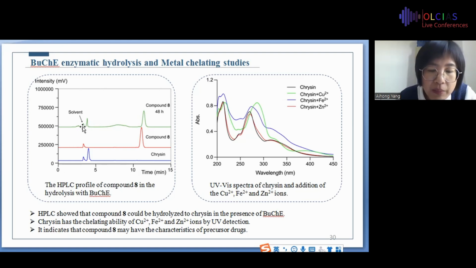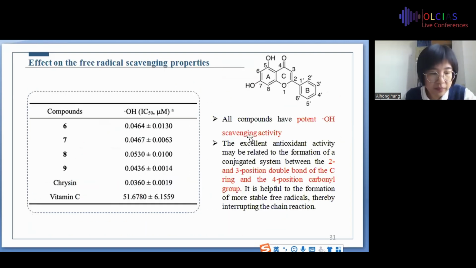The metal chelating ability of the hydrolyzed product chrysin was studied by UV. Chrysin could chelate copper, iron, zinc ions. These results indicate that it may have the characteristics of a drug. Next, the effect on the free radical scavenging properties were studied. From the table, you can see all compounds have potent hydroxyl radical scavenging activity.